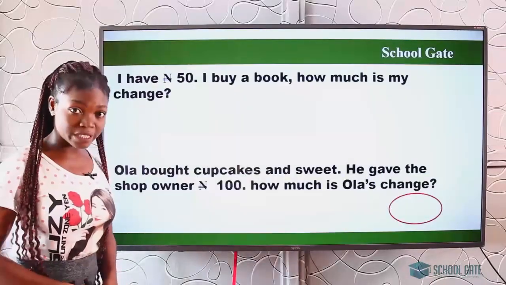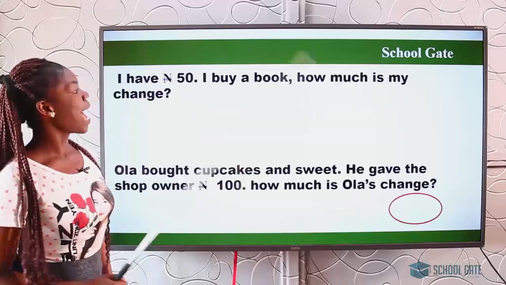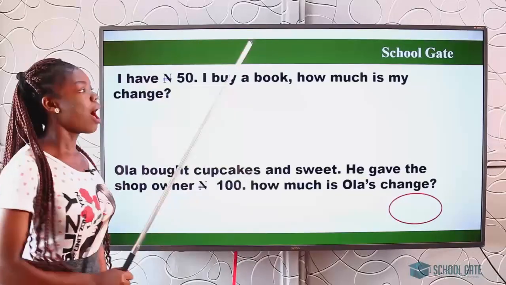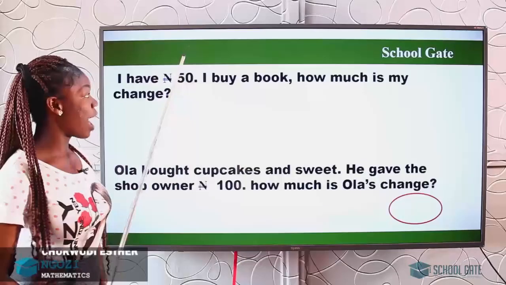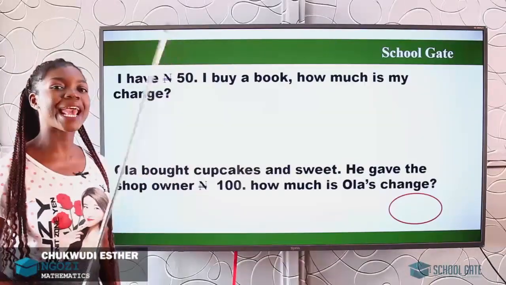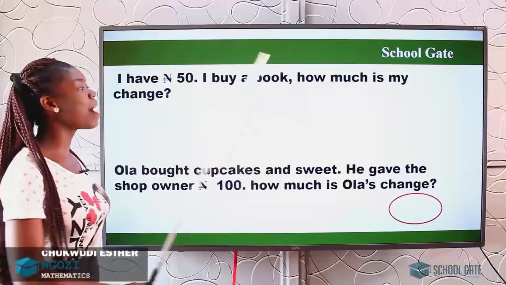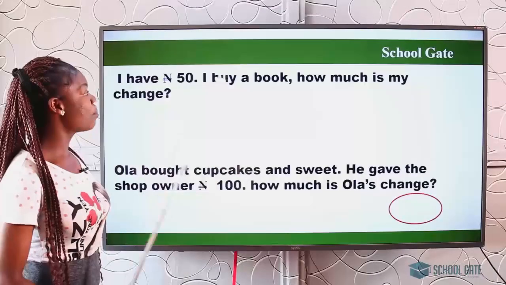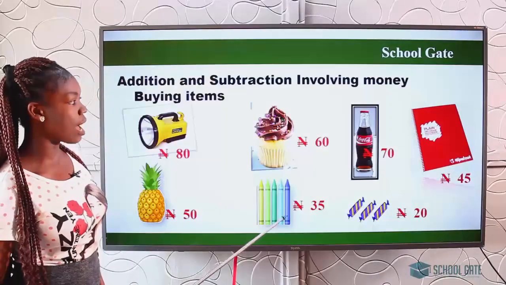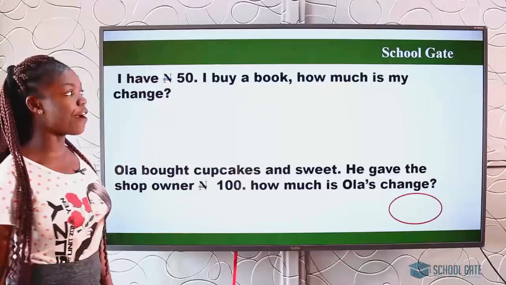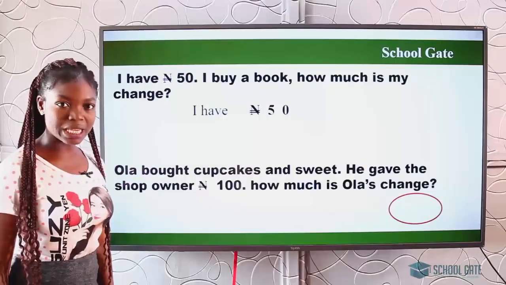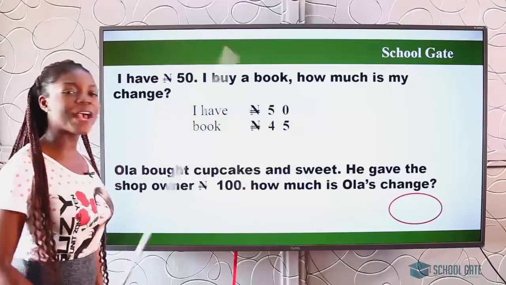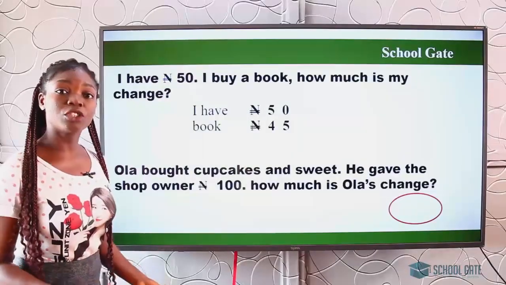I have 50 naira. I buy a book. How much is my change? Listen, you have 50 naira. You buy a book. How much is my change? Now, how much did we say is the book? The book is 45 naira, okay? So you have 50 naira, and then you bought a book of 45 naira. That means there was a reduction, okay?